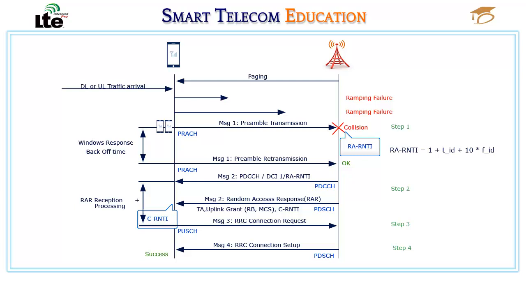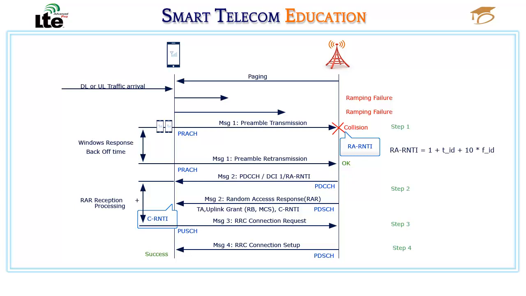UEs with a match between the identity they transmitted in the third step and the message received in the fourth step will also transmit a hybrid ARQ acknowledgement in the uplink. UEs that do not find a match between the identity received in the fourth step and the respective identity transmitted as part of the third step are considered to have failed the random access procedure and need to restart the procedure from the first step. Obviously, no hybrid ARQ feedback is transmitted from these UEs.